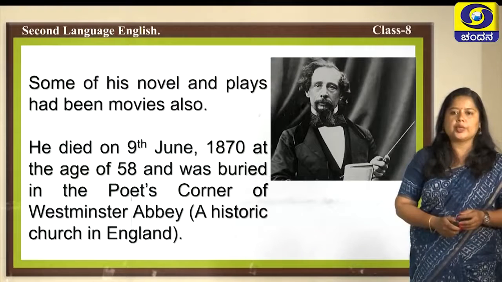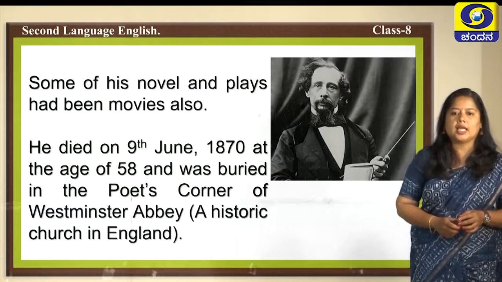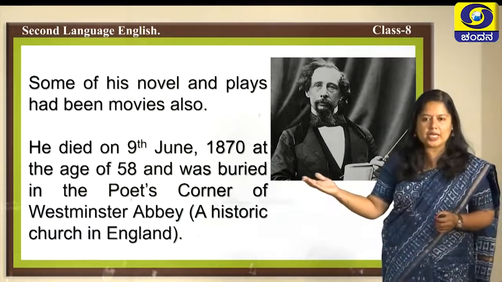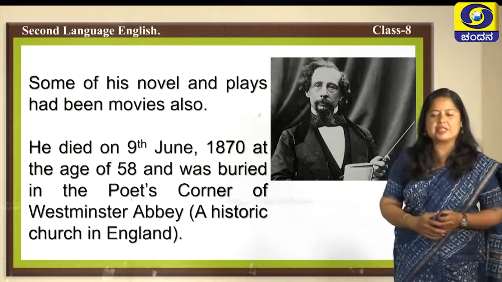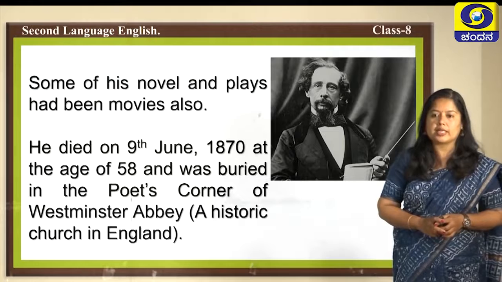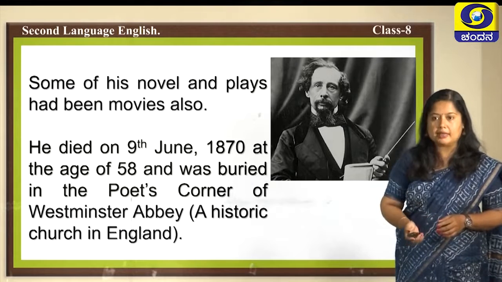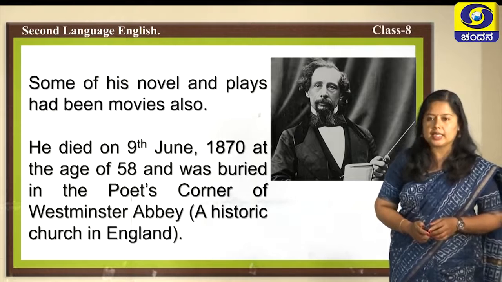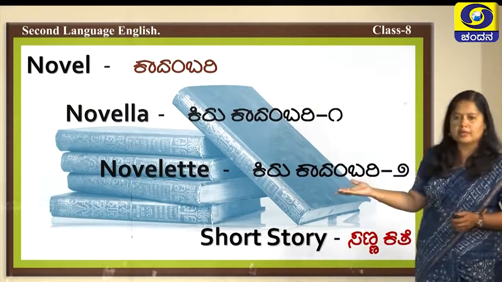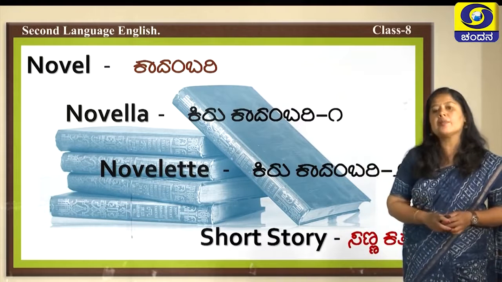He died on 9 June 1870 at the age of 58 and was buried in the Poets' Corner of Westminster Abbey. There is a place where only poets and writers have been buried after the death in Westminster Abbey, and very first poet to be buried over there was Chaucer, the first modern English poet. So, there itself even Charles Dickens was buried after his death. Kids, here are some terms I have brought for you because I have used some terms while introducing Charles Dickens.